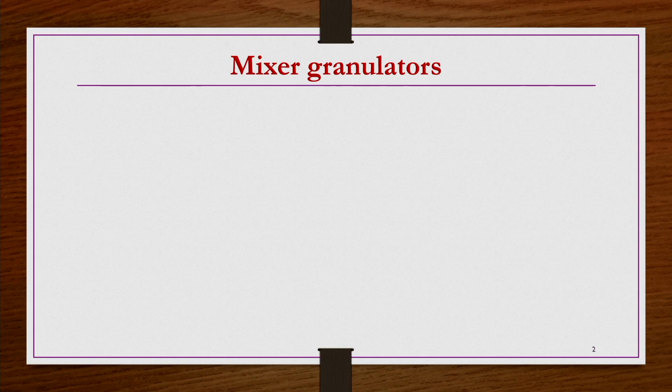This is the second lecture on the size enlargement equipment. In this particular lecture we will be discussing a few details about the mixer granulator and then spray drying, prilling, pressure compaction, etc. Under those categories, what kind of equipment are available, what are their merits, and on what applications they are more suitable. Those kinds of details we are going to see in this lecture. So let us start with mixer granulators.